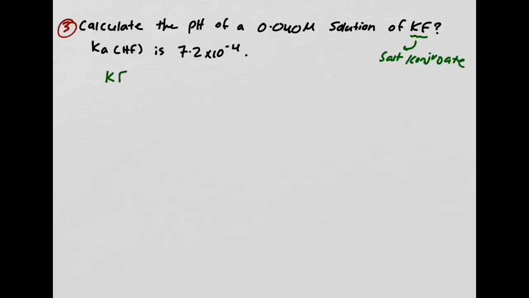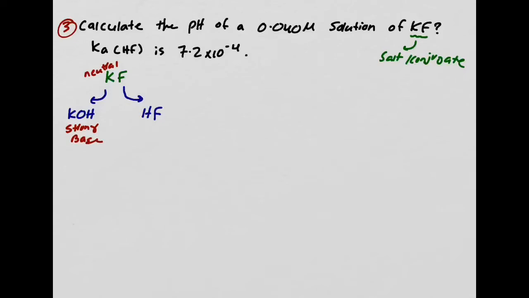So KF. Remember, the first one usually comes from the base, the second one comes from the acid. So K comes from KOH, and F comes from HF, hydrofluoric acid. Now, KOH is a strong base. The conjugate of a strong base is neutral. You remember that from a couple lectures ago, we went over that a lot. If you have a strong base or acid, the conjugate would be neutral.